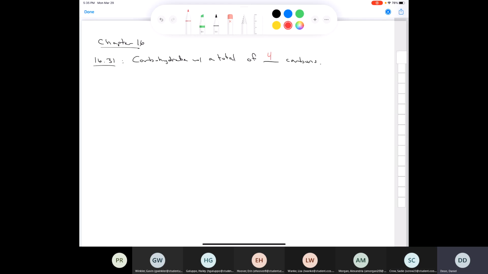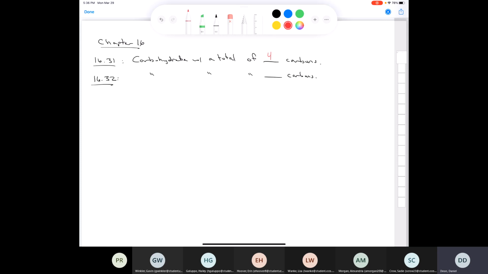Now keep in mind, just because it says a tetrose doesn't mean it's a keto tetrose, and it doesn't mean it's an aldotetrose. They haven't given us that information, but we know that a tetrose is a carbohydrate that has 4 carbons. So if I take that one step further and I say, okay, well, what if I have a hexose, right? That's what question 16.32 asks us. That would be a carbohydrate with a total of 6 carbons, right? We just have 6 carbons.